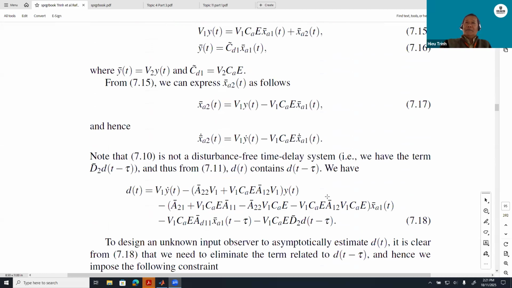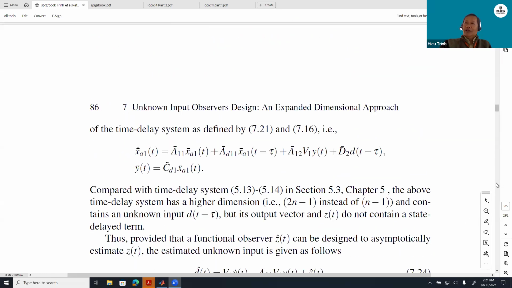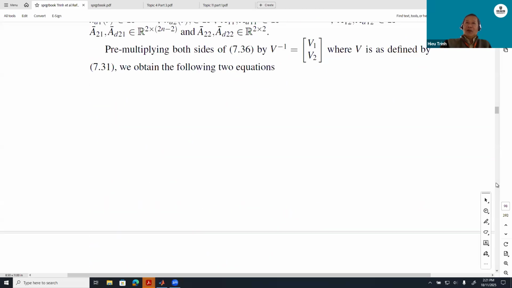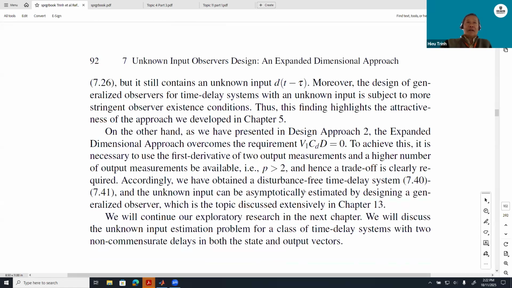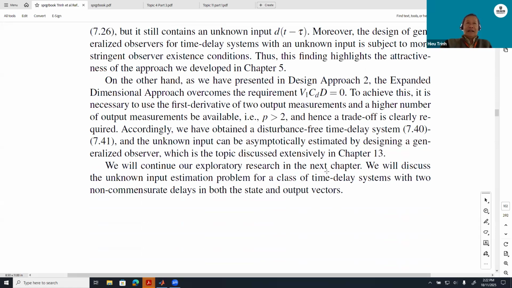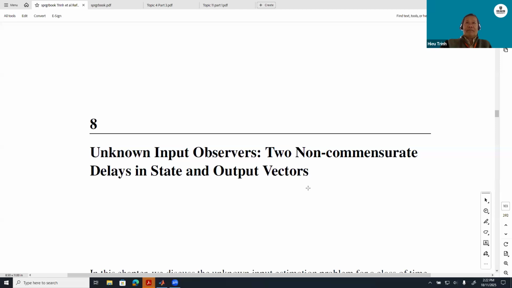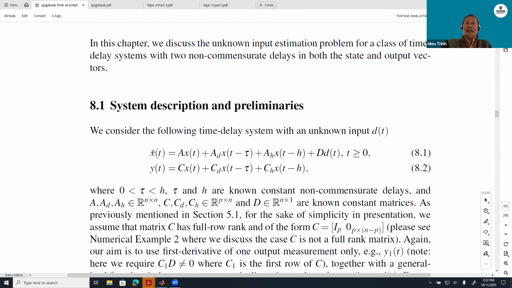And so when we see you again in the next video, we're going to look at the situation where we design an unknown input observer where we look at two time delays in the state and output vector. For example, we're going to look at this particular class of time delay system where we have an unknown input. Now we have tau and h, and there are delays in the state equation here, as well as the output measurements also containing the delays tau and h.